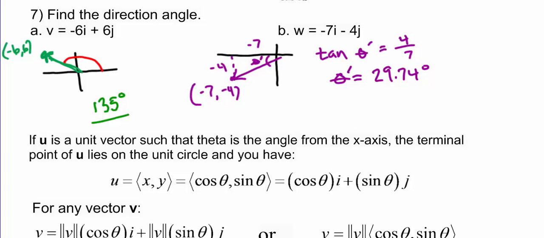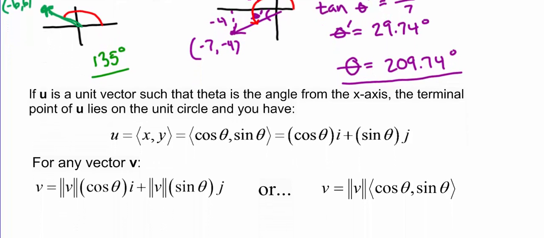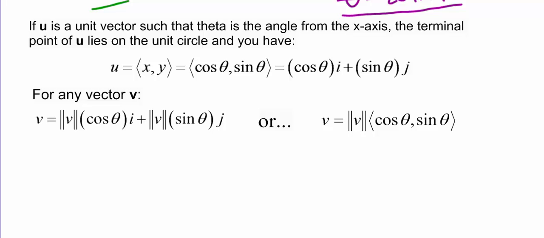The only thing about this is we're not really looking for that angle. We're looking for the angle that starts and goes around like this, right? So effectively, I just need to add 180. So my real angle theta that I'm looking for, my directional angle, would be 209.74 degrees. So when we do these directional angles, we always want it to be from the positive side of the x-axis. All right, we're going to keep going.